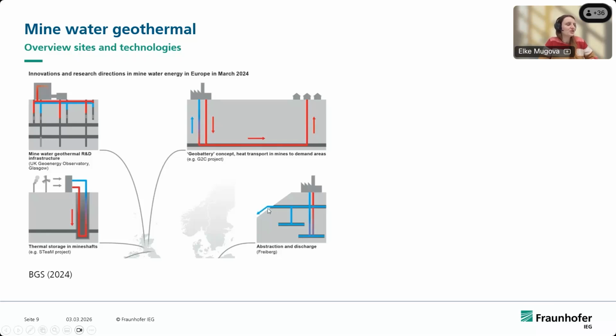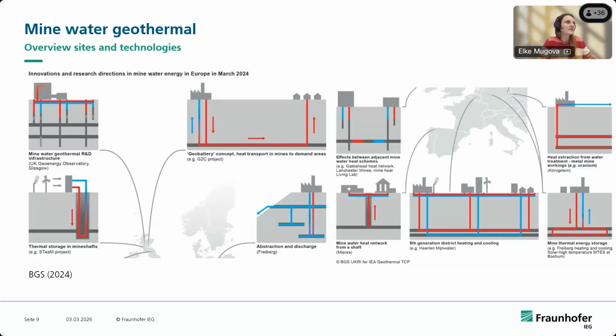Then abstraction and discharge. This is what I told you already with the galleries. This is quite a common and very easy concept because you don't have to install extra infrastructure. You can just put your heat exchanger there, the gallery is there already and you don't have to drill. So this is really cost effective for smaller facilities. Then Gateshead. Gareth will talk about it, so I won't say too much about it.